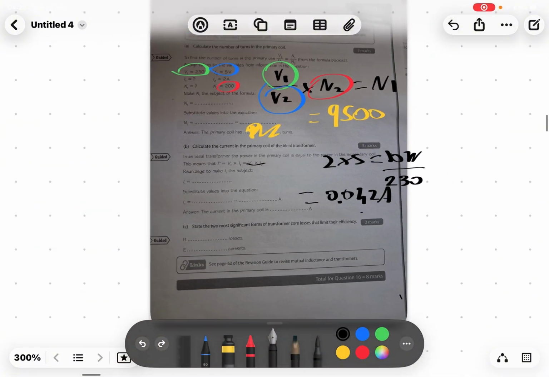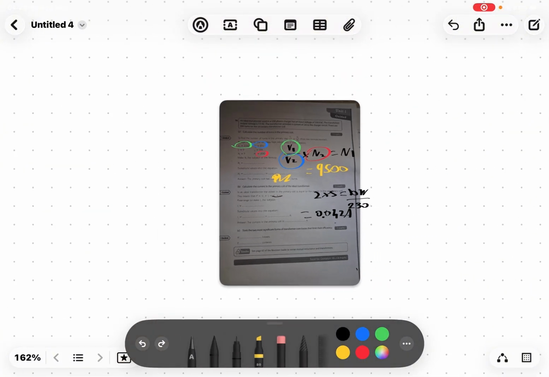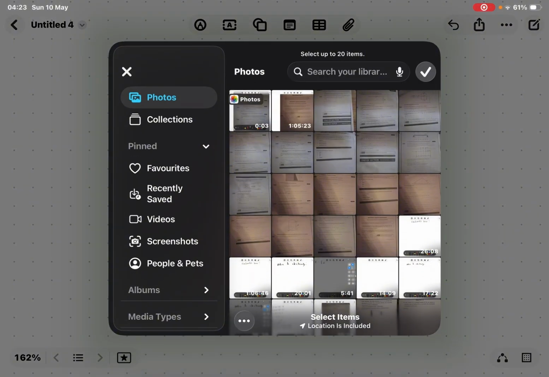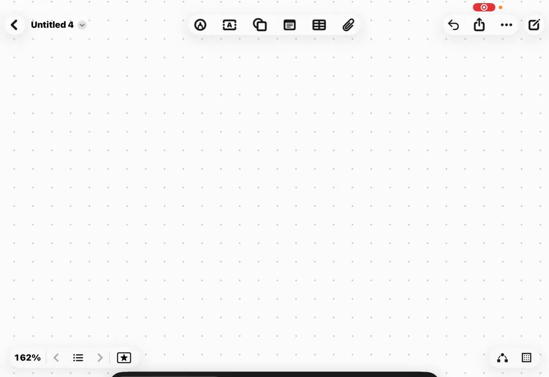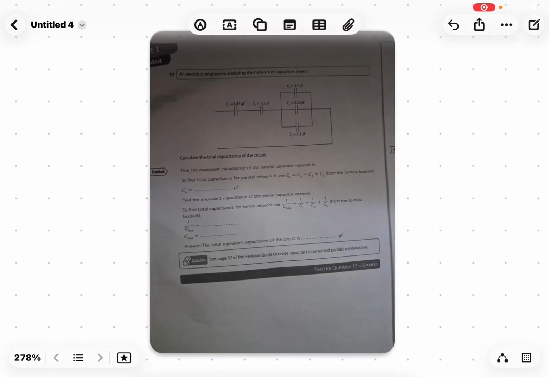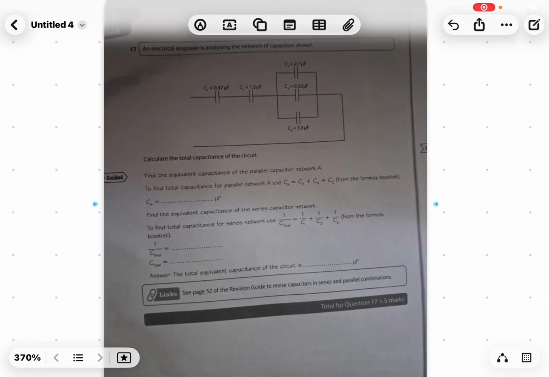And yeah, another wording question, which we're not going to do. And so next question is this. Yeah. Oops. Okay, there it is. So over here it's very simple. First of all, we're asked to calculate the total capacitance of the circuit.